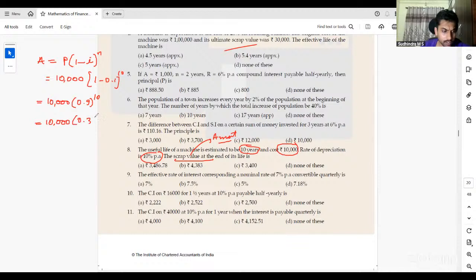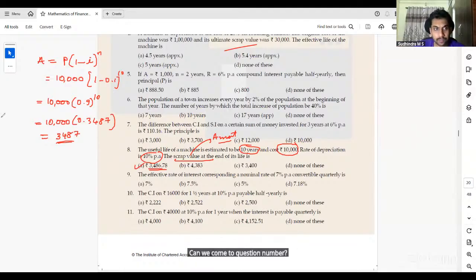Do we get 0.3487? Correct. So multiplied by 10,000, we get 3487. We have 3486.78. Option A is the answer. Everyone clear? Yes, if that is the case, can we come to question number 12?